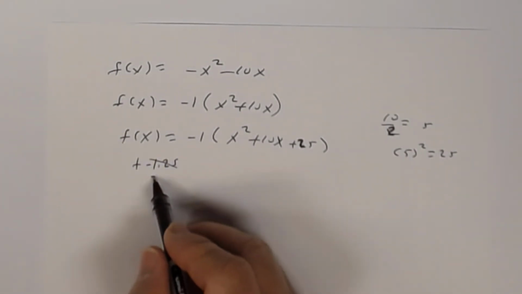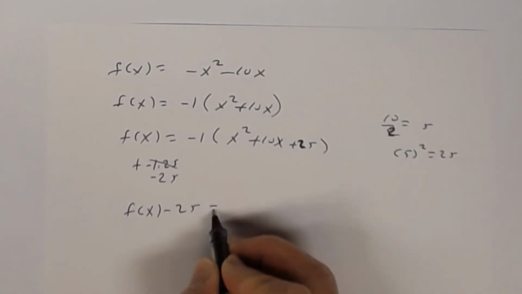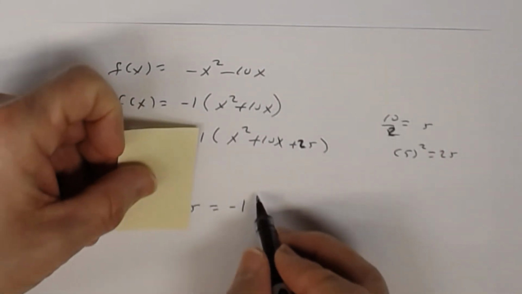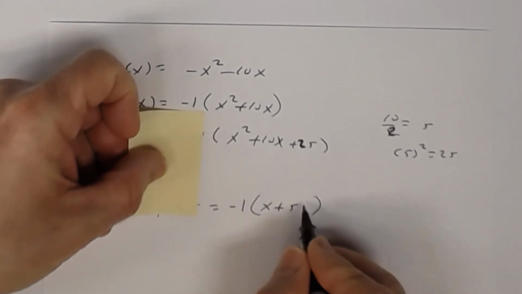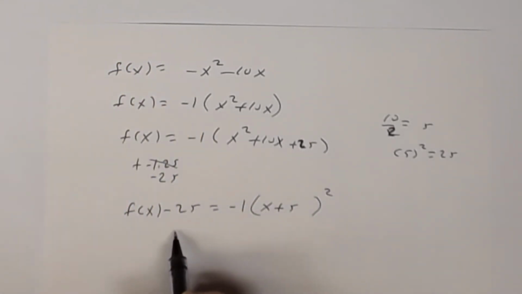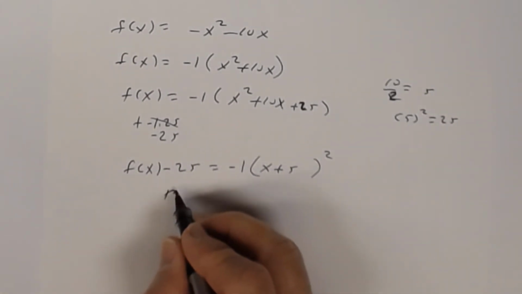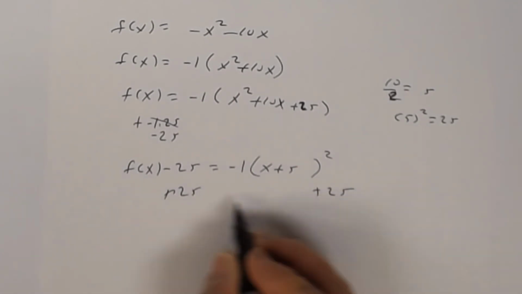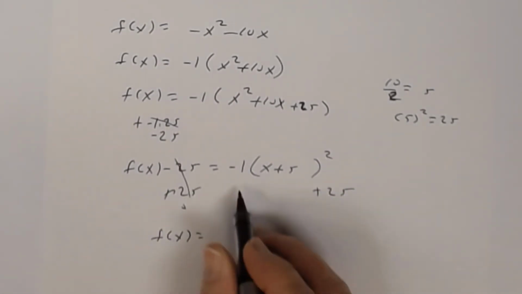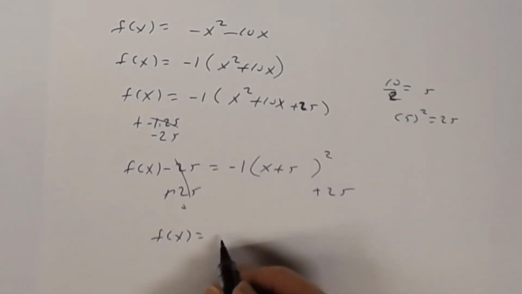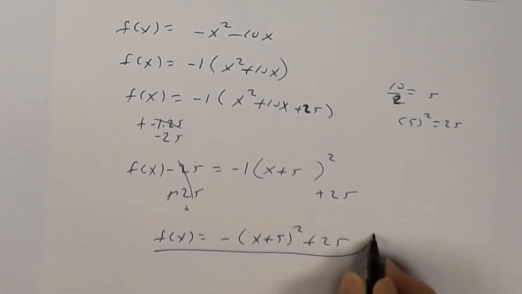Now this is a -25. Keep that in mind. So I have f of x minus 25 equal -1, and this should now be a perfect square trinomial, and it is. It will be x plus 5 squared. Now let's get f of x by itself. So I'm going to add 25 to both sides, and when I do that, this is 0. So I get f of x equal negative x plus 5 squared plus 25. And there's your answer.